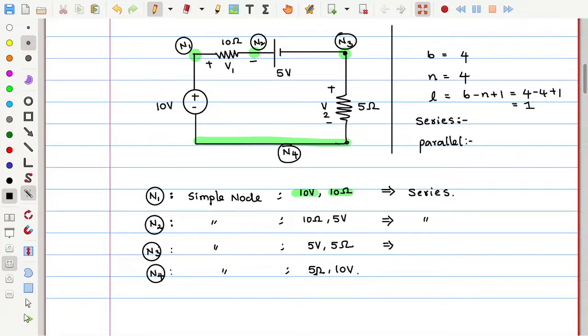Similarly, is N3 a simple node? Yes. If yes, then the corresponding elements are connected in series. Next, N4. Is it a simple node?